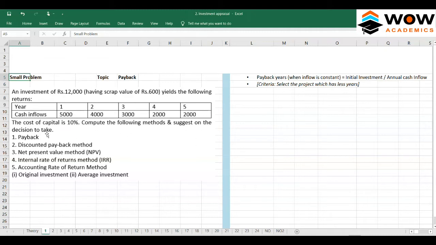Compute the following methods and suggest on the decision to take. Each one we'll try to first find out. Then at the end of doing all the methods, we'll get their answers and we'll suggest whether to undertake this project or not. So first we'll start from the payback method.